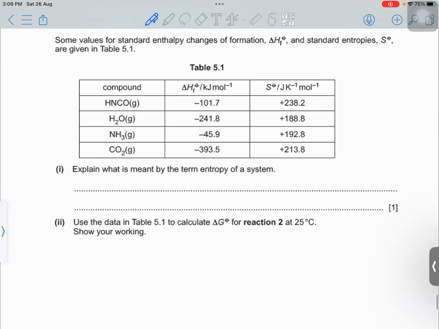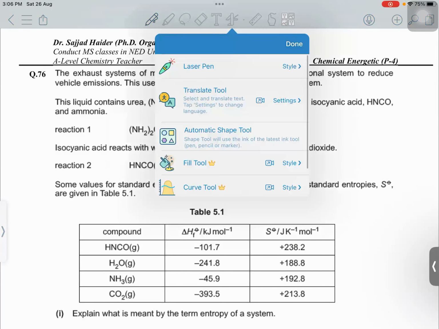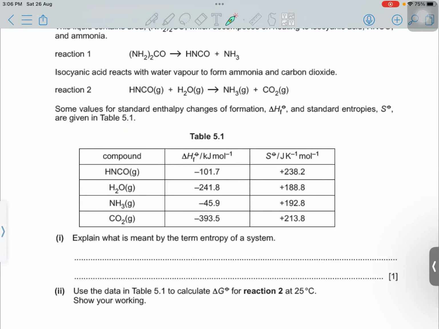Yes, Gibbs free energy. Now look at this question. This is reaction 1. This is reaction 2. So entropy is given, formation is given. Now define what is meant by the term entropy of a system.